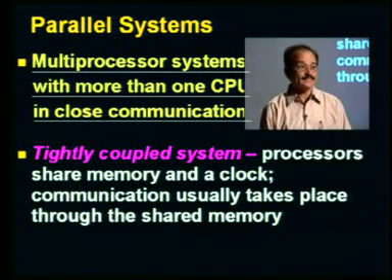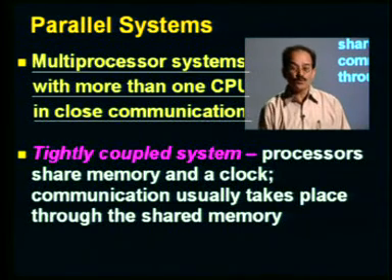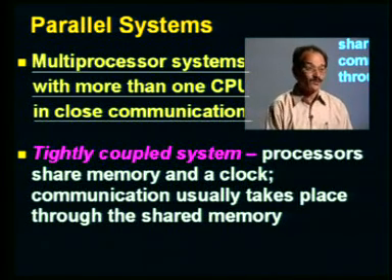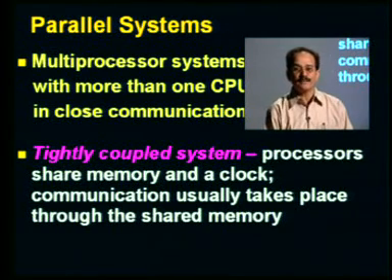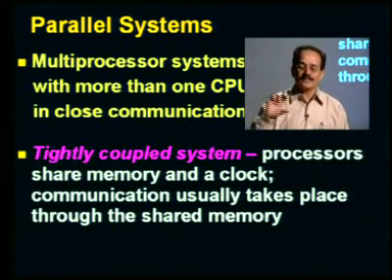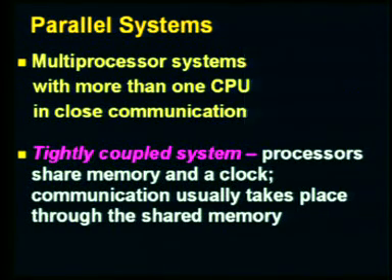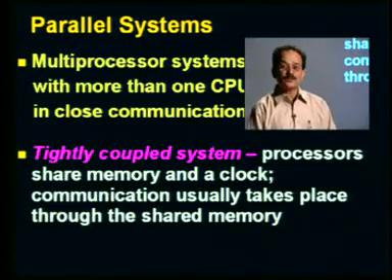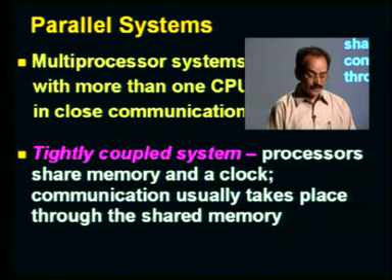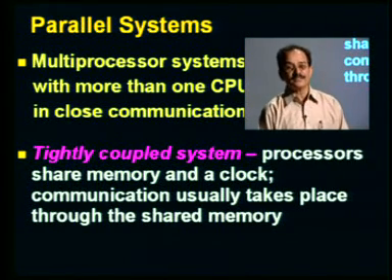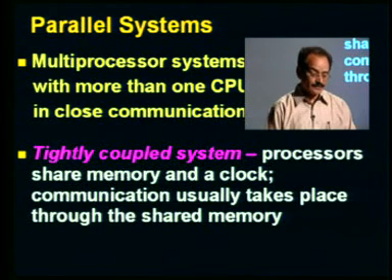One of the characteristics is that this sort of system has more than one CPU working in very close association. There is some communication which keeps going on between them. Let us say one system has finished and the other has not; it will wait for the other system to finish its job before it goes to another task. In this case we have a tightly coupled system. My processor and the clock may be shared by the systems, and communication takes place through the shared memory. That is a tightly coupled system.